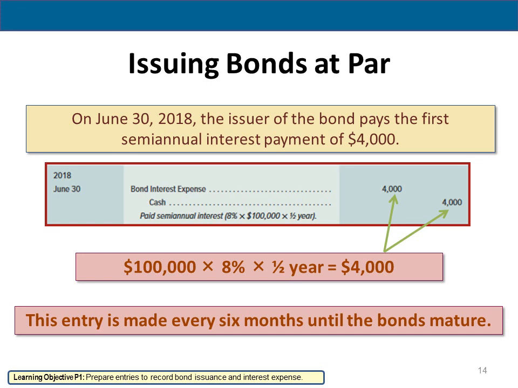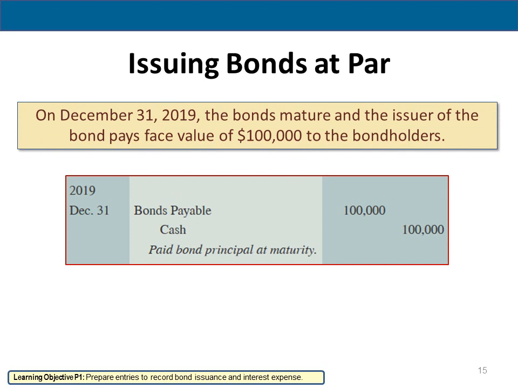This journal entry will be repeated every 6 months until the maturity date, because every 6 months the company is obligated to pay this interest to the bondholder. So we will have the same entry repeated by the same amount every 6 months.